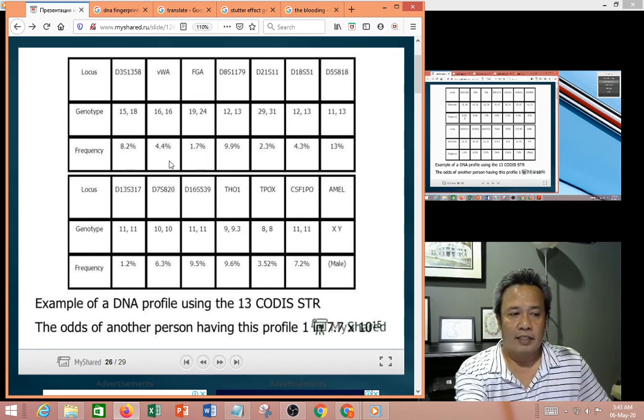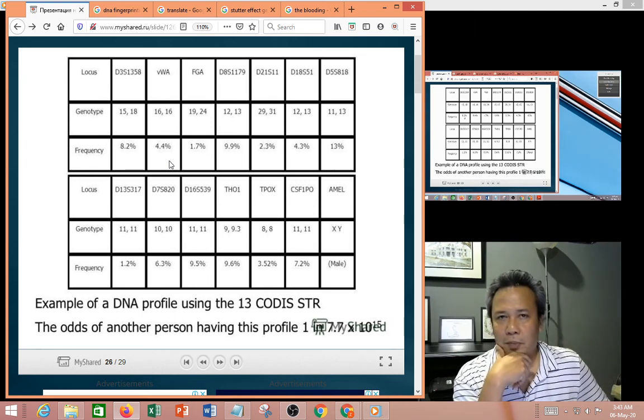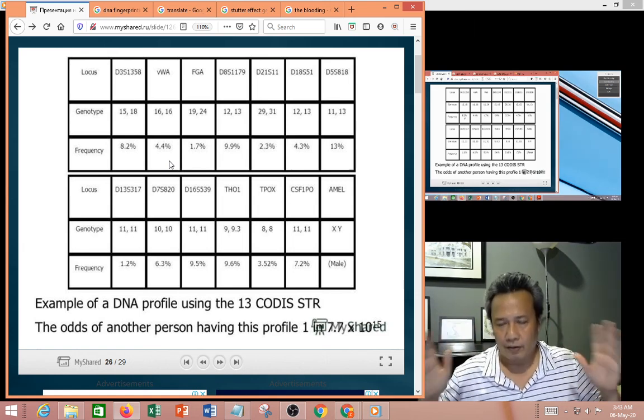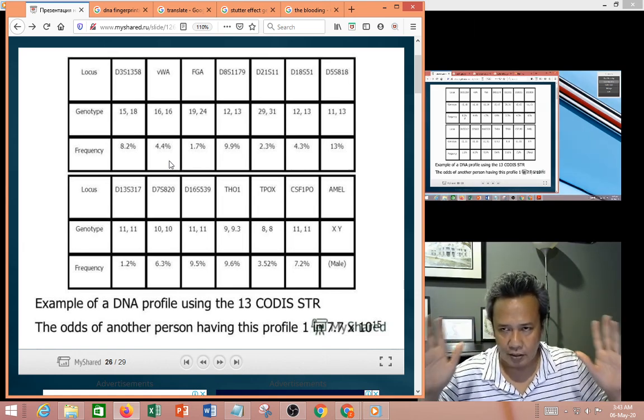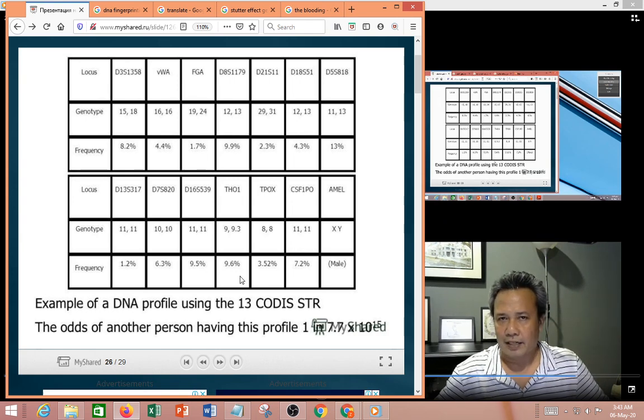For genotype 16, 16, it says in the population you'll see this in 4.4% of individuals. They must have done some study. Before you can do anything, you have to do a study to see the population frequency. Say for example the TH01 allele is 9.3, and this occurs 9.6% of the time.